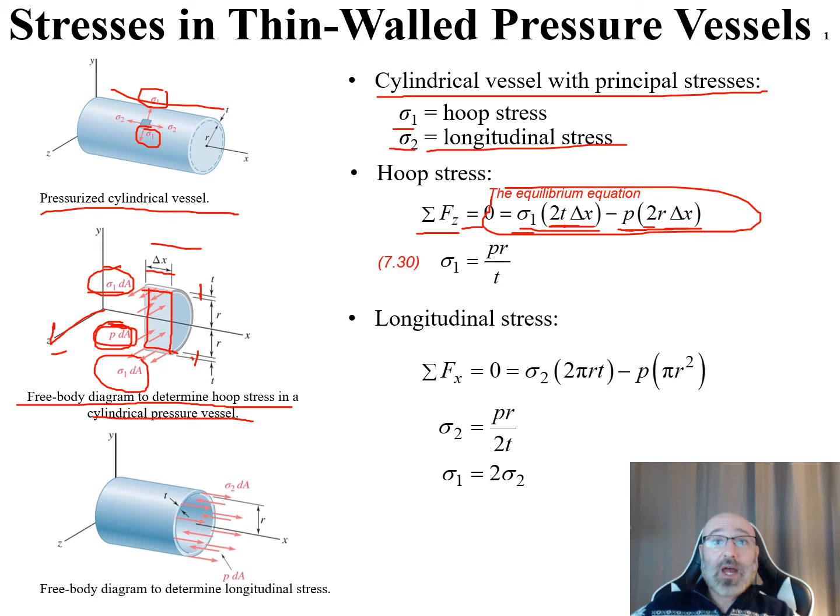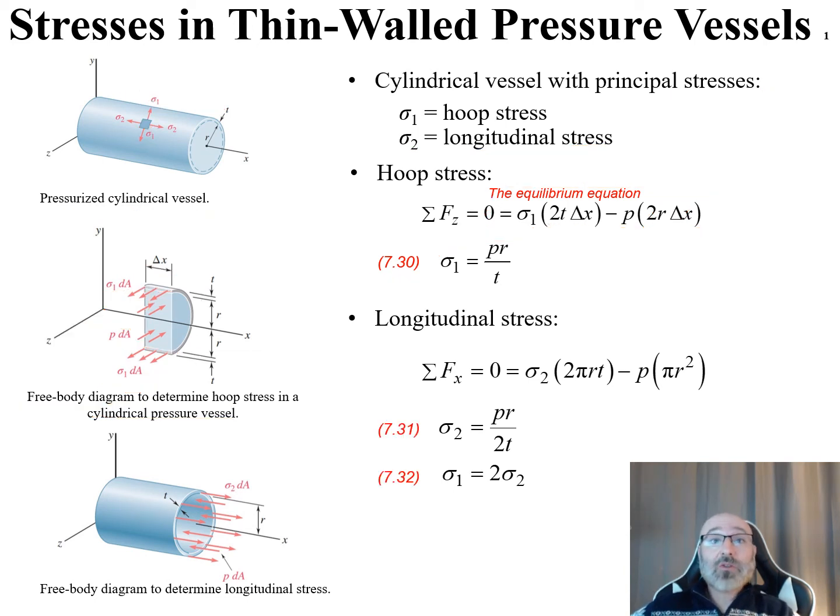Well, we can divide this over here by this right here. So if we divide on this side by 2t times our delta x, what cancels? Well, our 2 cancels and our delta x cancels. So we're now left with sigma 1 is equal to pr over t, which is exactly what we have right here. And this is shown in our textbook as equation 7.30.